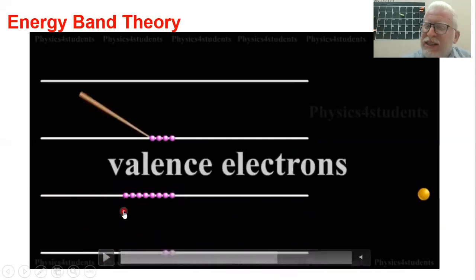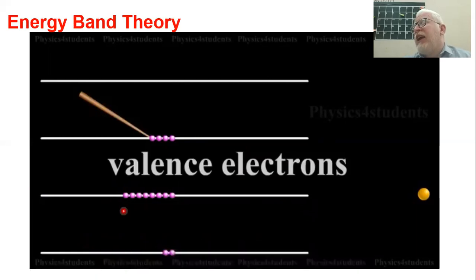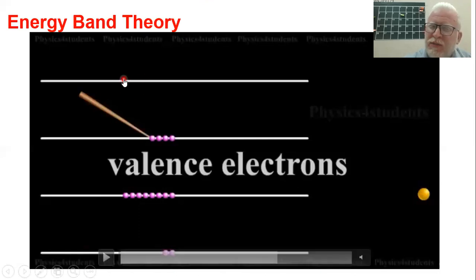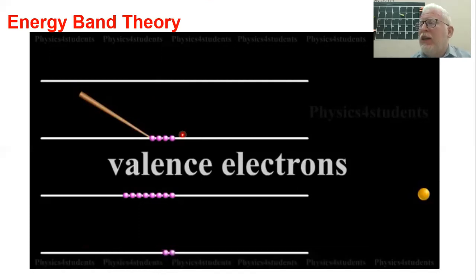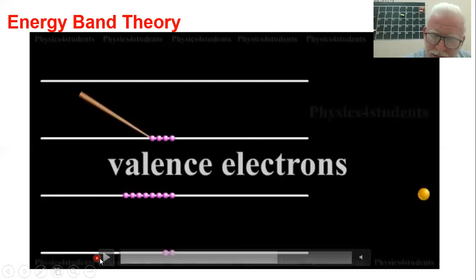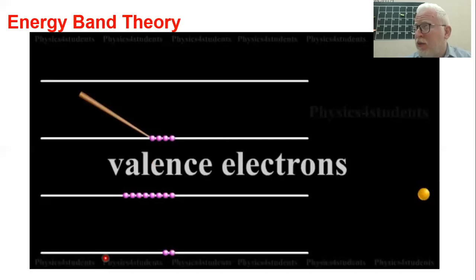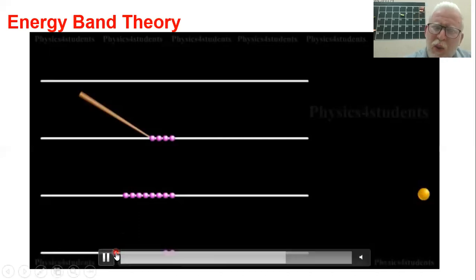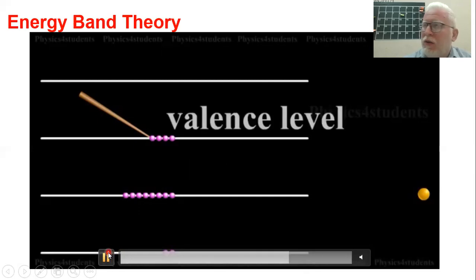Now this is the valency level, and these are the valency electrons. They are called valency because this is the outermost energy level that includes electrons. You have higher energy levels, but these are empty. So this is the outermost partially filled energy level, which is the valency level, and these, of course, are the valency electrons. They are bound to the nucleus, of course, but with weaker energy because they are far from the nucleus.